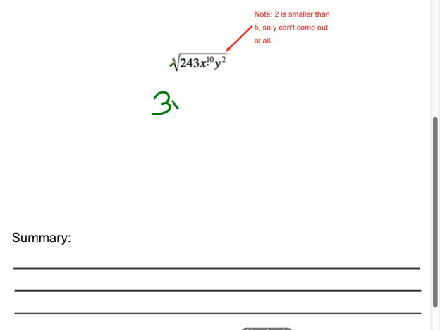5 goes into 10 exactly twice. And now notice that y to the 2. Notice that 2 is smaller than the 5. So 5 can't go into 2 at all. So whenever there's an exponent that is smaller than the index, there's no chance of it breaking free. So I don't even have to worry about that one. That's not going to break free, okay? It's just going to stay put right inside there.